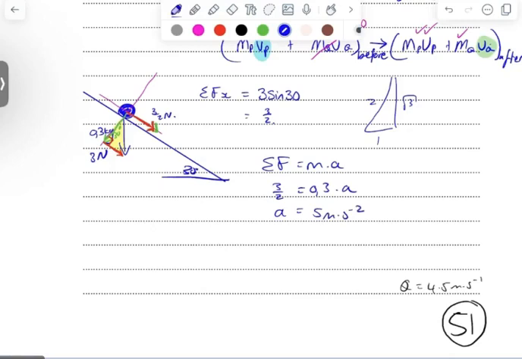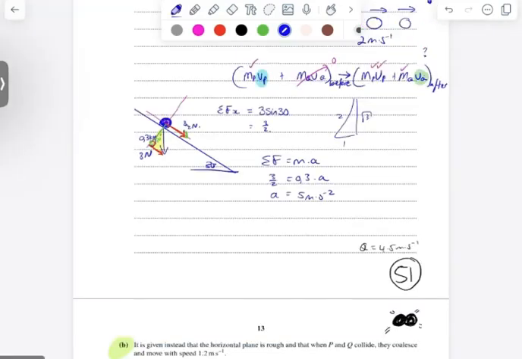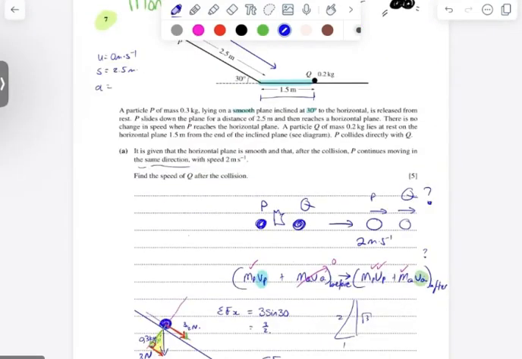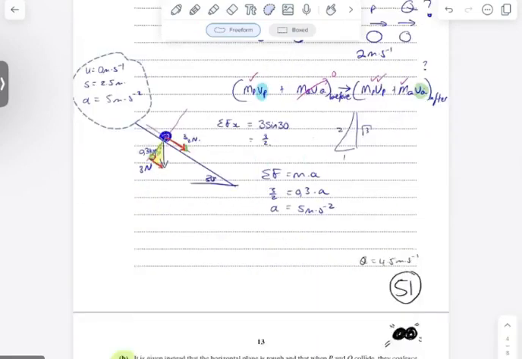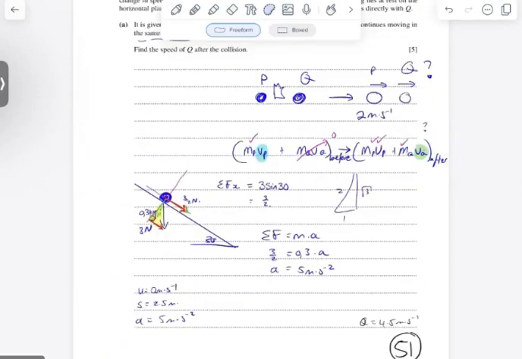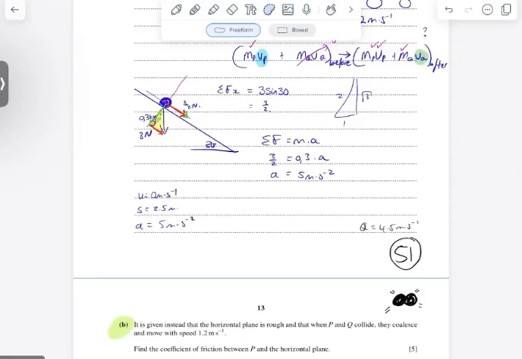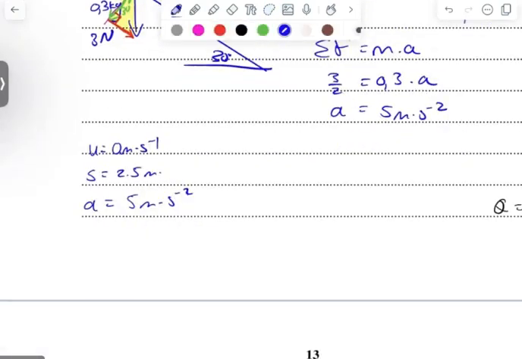meters per second squared. Okay, so now I've got more information for a SUVAT equation. I'm just going to take all this down. Okay, what do we want to work out? We are going to work out the velocity of this particle, because we're trying to get the velocity before the collision. And so that's going to be useful for us.